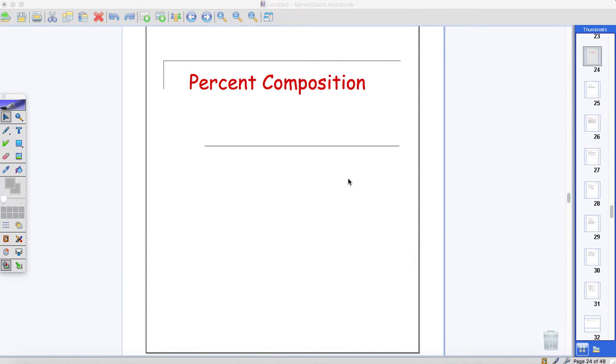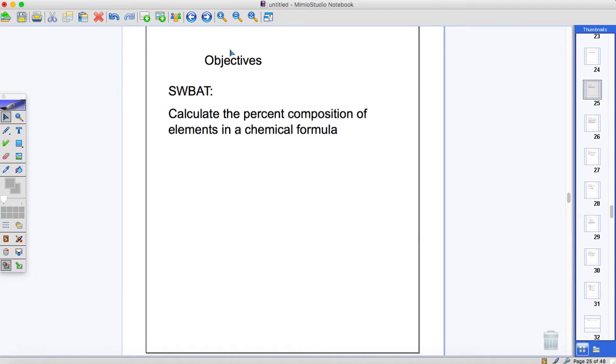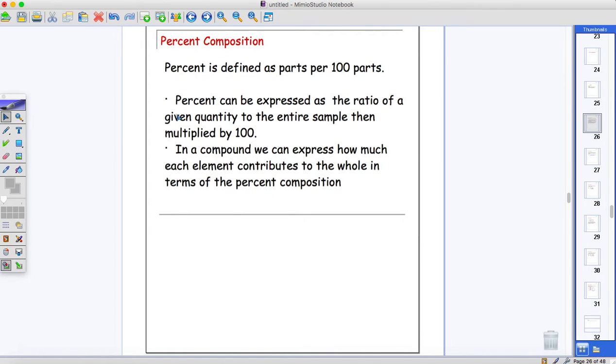Today we're going to shift our mole conversation and discussion into percent composition. So a little bit different way to think about particles, but we're going to talk about what's called percent composition. In doing this, my goal for you at the end of the day is you're going to be able to calculate the percent composition of the elements found in a chemical formula. That's about as straightforward as I can make it. So here we go. Percent composition.